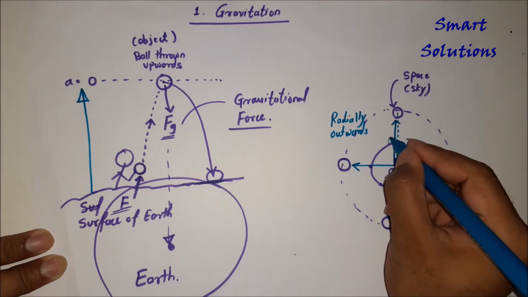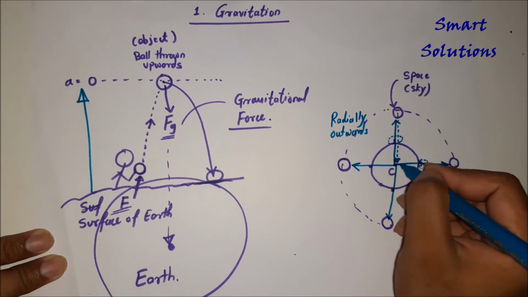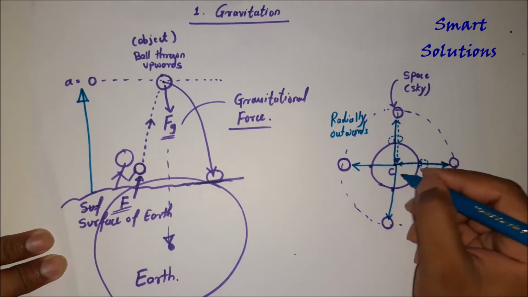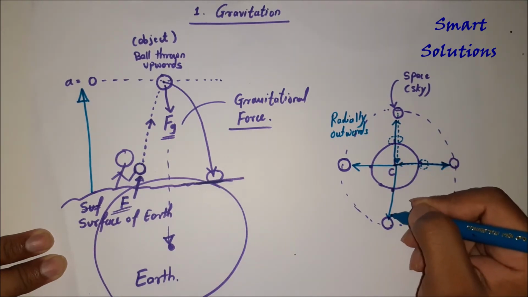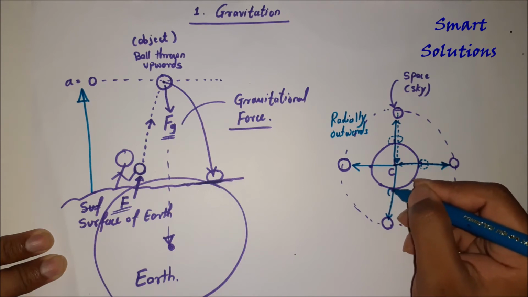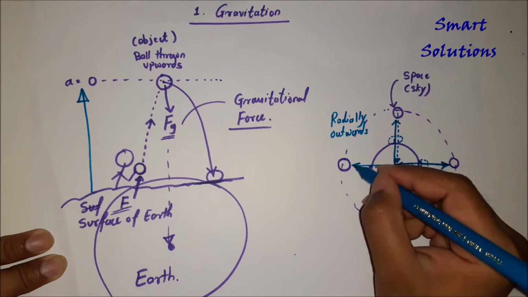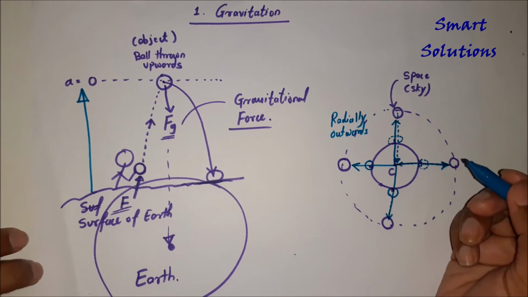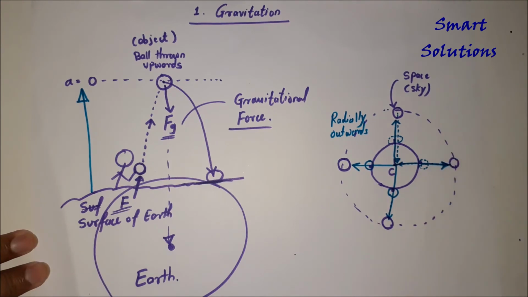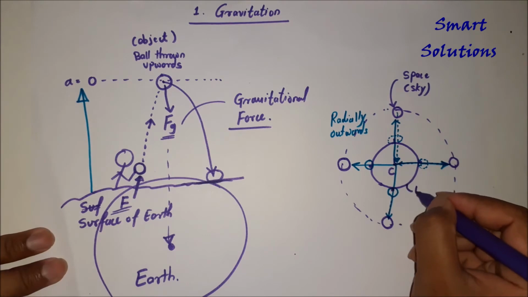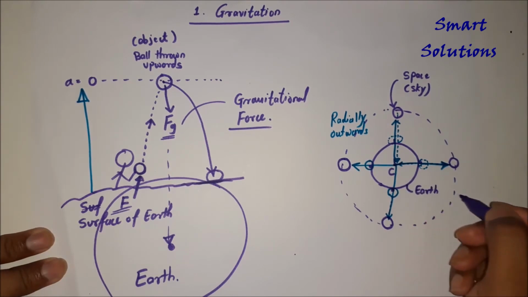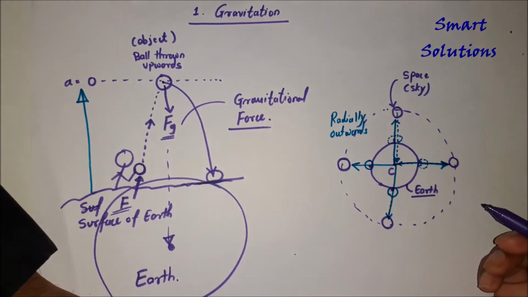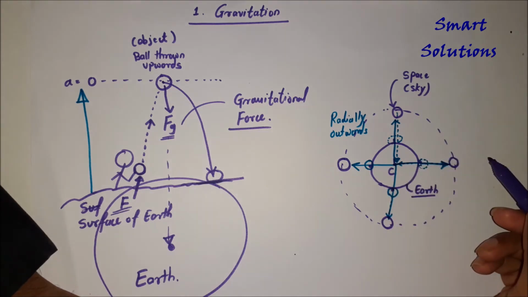Here also the ball will return here, but this force will be acting towards the center. Okay, so this force, radially inward, will be acting like this. Here also the ball which was thrown radially outward will now start moving back, and it will reach this surface of Earth, and in this case it will also reach the surface. Okay, so this was our Earth. Now what is happening with respect to Earth is also valid for all the planets.